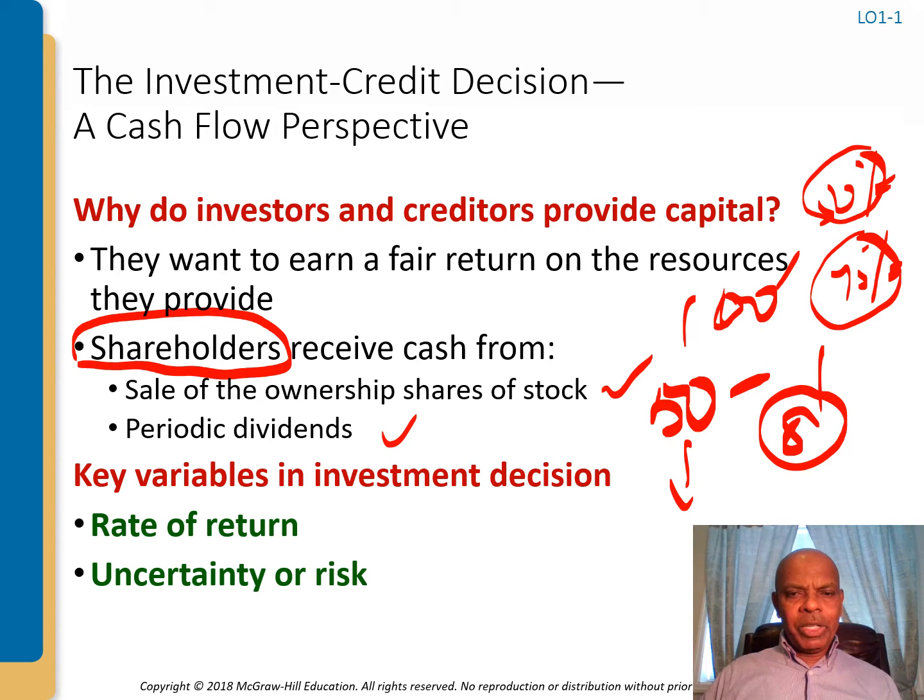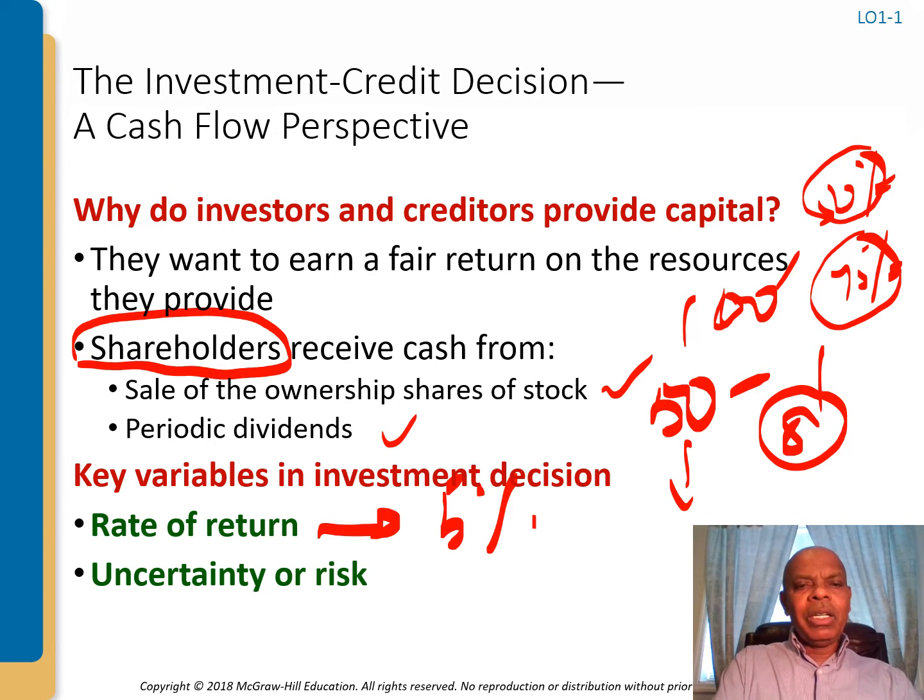Key variables in investment decisions, what are these? Rate of return, how much you're going to get, like 5%, whatever it is, and uncertainty or risk. They might pay you a higher return if the risk is higher. You have to have a higher rate of return if the risk is higher. If the risk is lower, you're willing to expect a low rate of return.